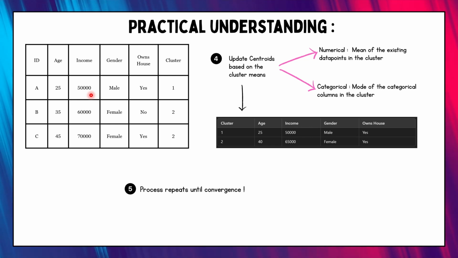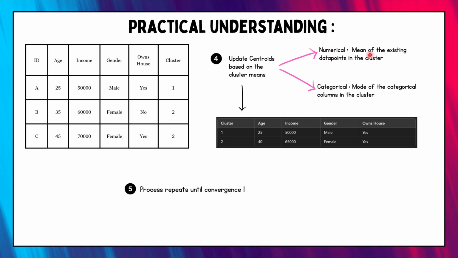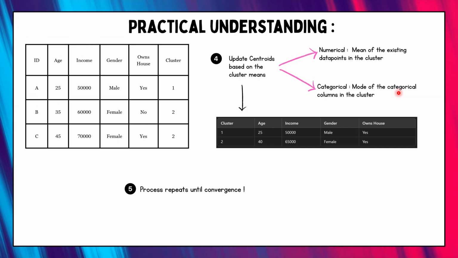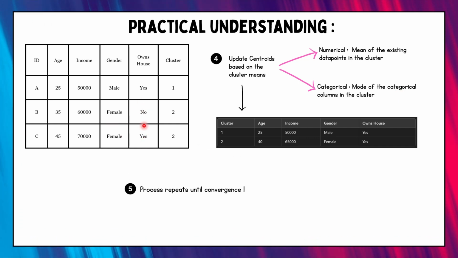Cool. So how do we find cluster centroids now? How do we update them? Again, we treat numerical columns and categorical columns separately. For the numerical columns, we just find the mean of the existing data points because those are Euclidean distances. We can take a mean of them. In categorical columns, we take the mode of the categorical columns in the cluster. So, over here, Owns house has two separate values. I'm trying to update the cluster centroid for cluster 2.